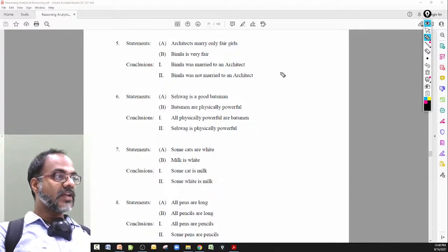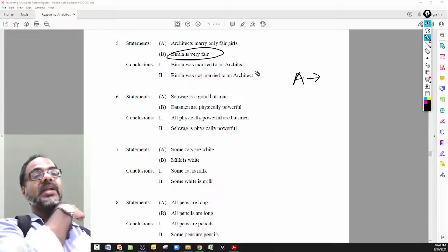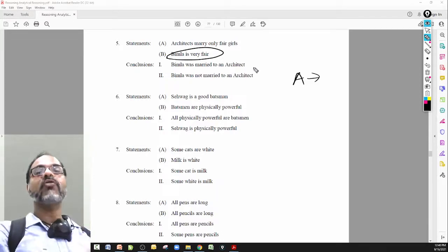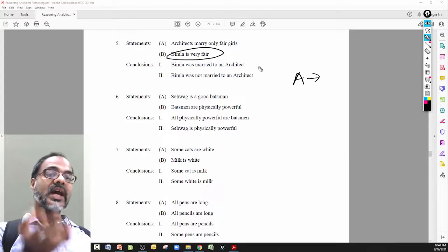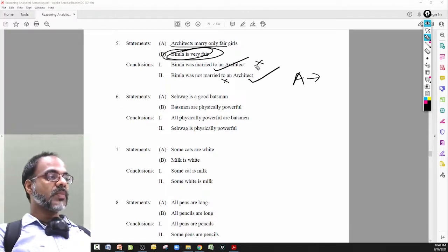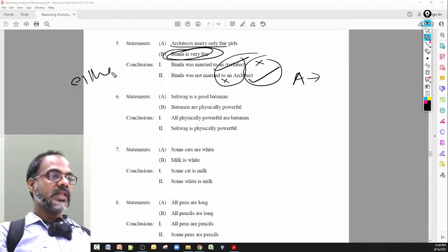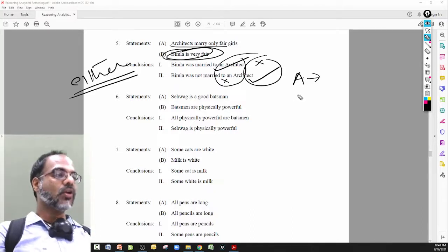Okay. 5 says that architects marry only fair girls, right? Architects, they will marry only fair girls. So if Bimla is very fair, I don't know whether Bimla will marry an architect or not. It does not mean that if you are fair, you have to marry an architect. If you are fair, then an architect may or may not marry you. So just saying Bimla is very fair does not make it a surety whether architects will marry or not. So either it is true that Bimla is married or it is true that Bimla is not married. Both the conclusions cannot be simultaneously true or simultaneously false, and hence this has to be taken as either or.